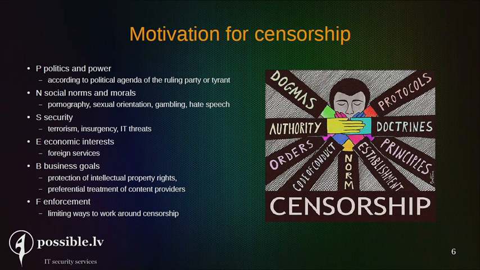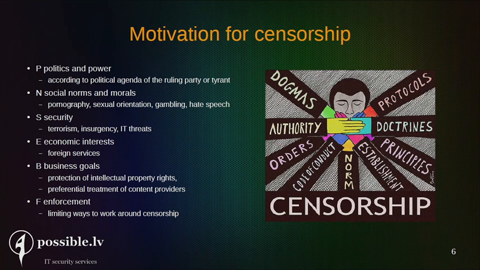One of the reasons is politics and power, which I name P in this presentation throughout. And this is usually according to the political agenda of the ruling party or the tyrant that rules the country. So basically, this is usually used to squash any opposition attempts, any risks to changing the rule of the country to a different party or different power.